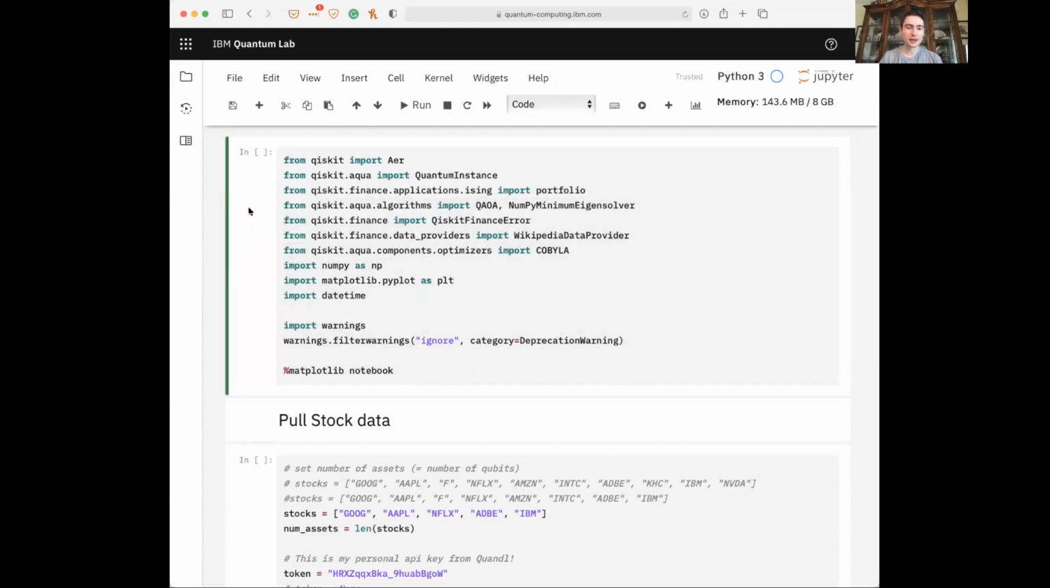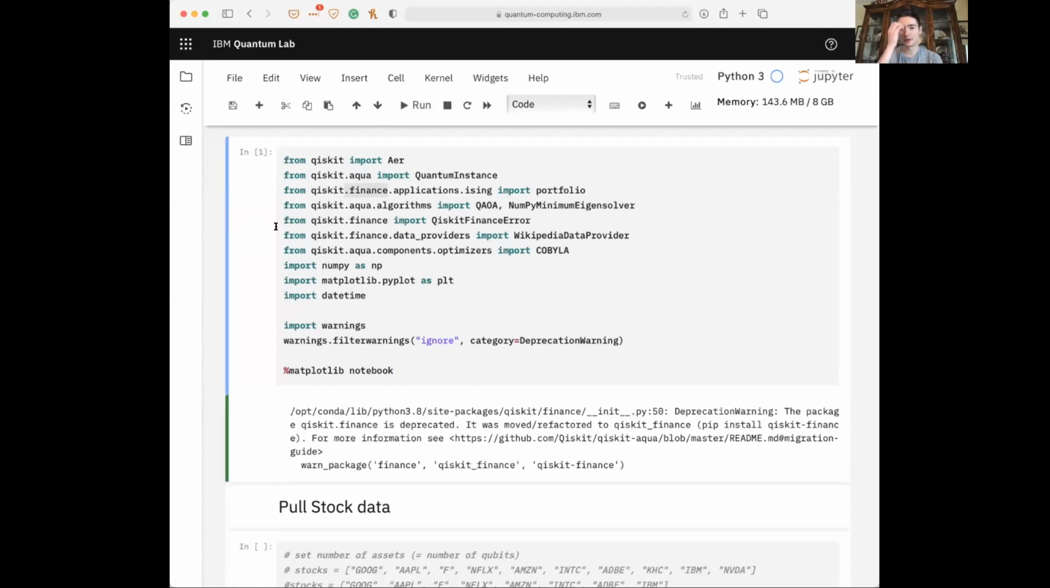So the first one here, I don't care too much about. This is just a whole bunch of import statements. You can see we're importing Qiskit Aqua, maybe we haven't seen that before. Qiskit Finance, again, doesn't matter if we haven't seen these before, we'll get into them later on. So I'll go ahead and run this cell. Again, once this turns into a number, we know it's done.